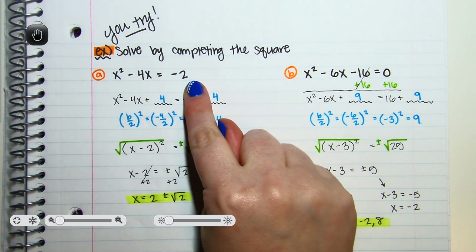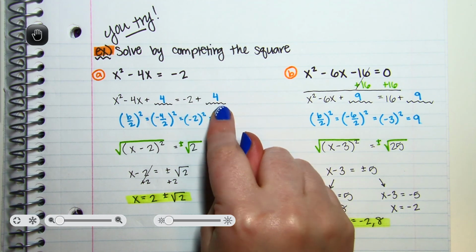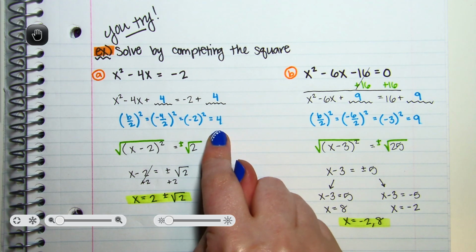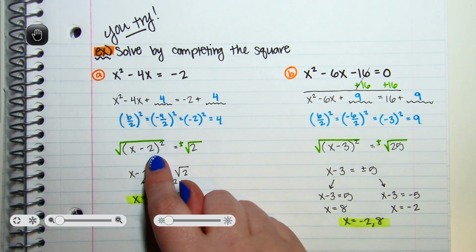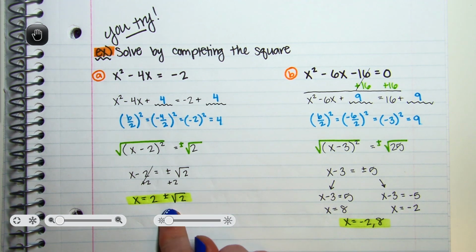So part A was nice. Your constant term was already moved over. So I just rewrote it with my little blank spaces and then found my b divided by 2 squared term, filled it in, factor it, and it is not a perfect square and nothing comes out of the radical. So I just left it as the square root of 2. Now, if you wrote your answer as 2 plus rad 2, comma, 2 minus rad 2, that is still perfectly fine. That was still considered correct.